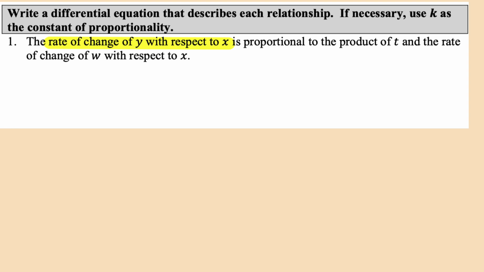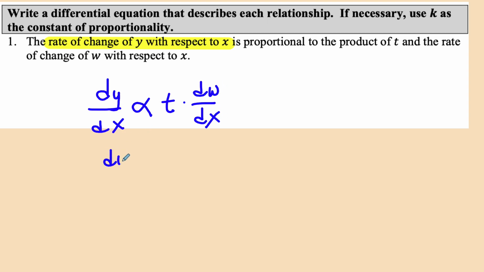Let's take a look at this differential equation and see if we can translate the words into math symbols. The rate of change of y with respect to x is dy/dx. And proportional, this is the proportional symbol, to the product of t and the rate of change of dw/dx. Now, to change this into an equation, we are going to have to introduce the constant of proportionality, which we will call k, and then this is t times dw/dx. And that's all that we need to do on this particular problem.